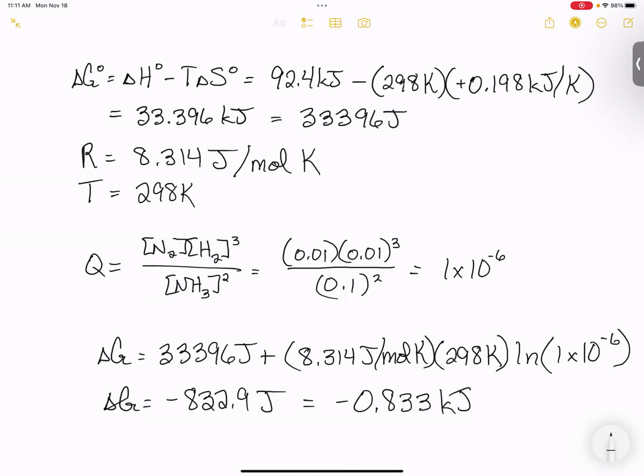What this tells me, folks, is while the reaction of the decomposition of ammonia is not favorable under standard conditions, if we alter the concentration of the reactants and alter the concentration of the products, we can drive that reaction so that it will occur naturally. Questions?